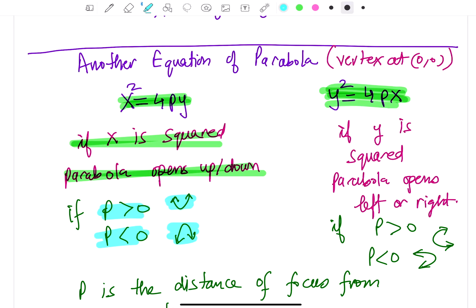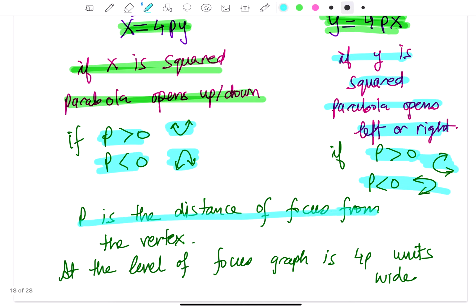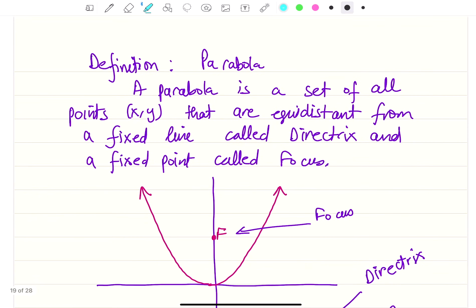For y squared equals 4px, if y is squared, then parabola opens left or right. If p is positive, parabola opens right. If p is negative, parabola opens to the left. p is the distance of focus from its vertex. At the level of focus, graph is going to be 4p units wide.